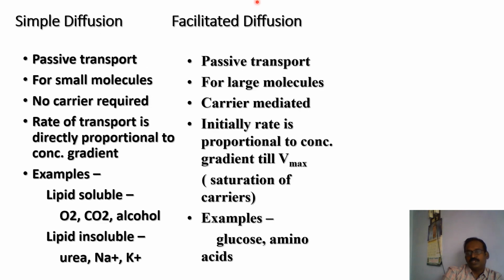So transport is active transport and passive transport. In the passive transport, diffusion is one type of transport. It has two types, simple and facilitated diffusion. Both are passive transport. Simple diffusion is for the smaller molecule, facilitated diffusion for the larger molecule.